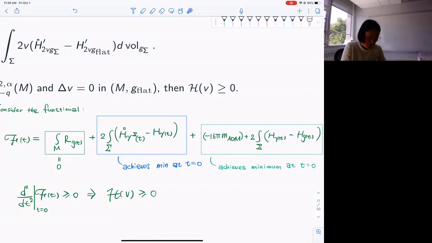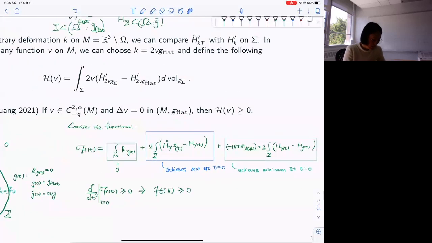When the metric is flat, the ADM mass is of course 0. But if we deform the metric to a different one, the ADM mass is not necessarily positive, because now the exterior region is not complete. That's the reason we add this extra term, to cancel the deformation of the ADM mass in the family. So we define this term and construct the family in a good way so that this functional achieves its minimum at t equals 0.